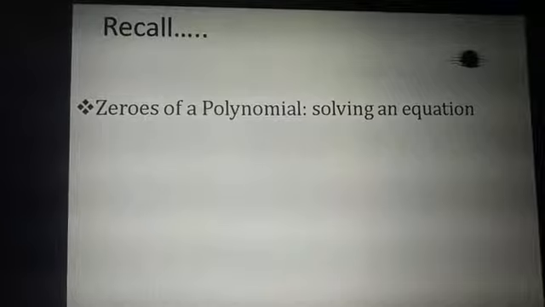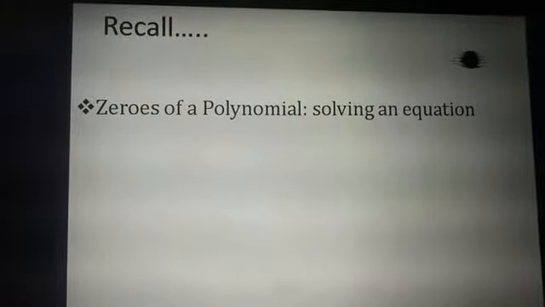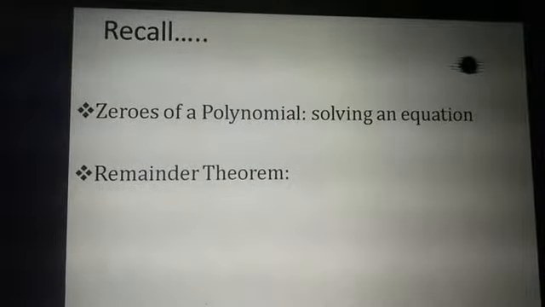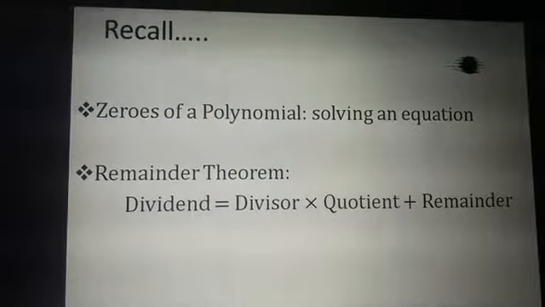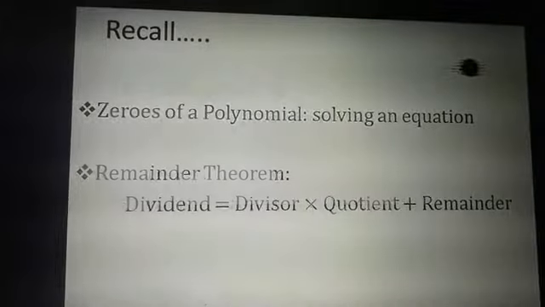Let us recall the previous topics from the previous session. Zeros of a polynomial. What is zeros of a polynomial? That is solving an equation. Next, remainder theorem. Remainder theorem says that dividend is equal to divisor into quotient plus remainder.